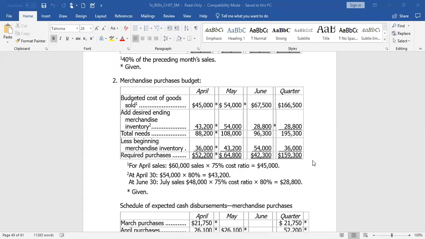Now, when we're looking at this from the quarter, we're not just looking at June. So we're asking, what's the total cost of goods sold for the entire 3 months? $166,500. What is the desired ending inventory at the end of that period? $28,800. Where did we start the beginning of the quarter? That would be the $36,000, the March 31st balance. So we're looking at it from a quarter perspective. Over the quarter, we'll have to purchase $159,300.